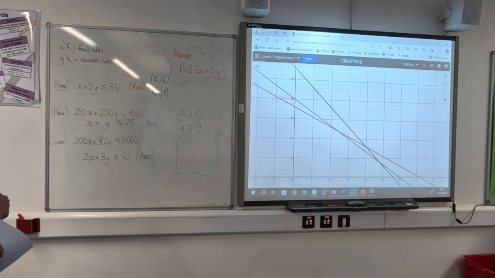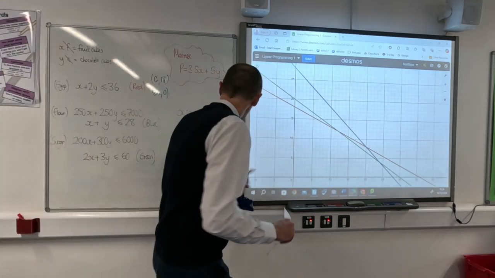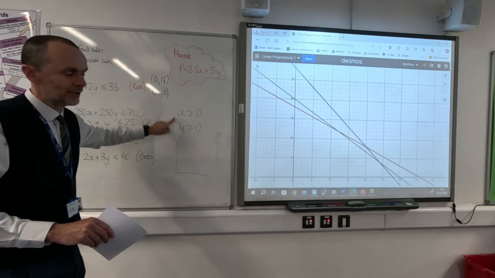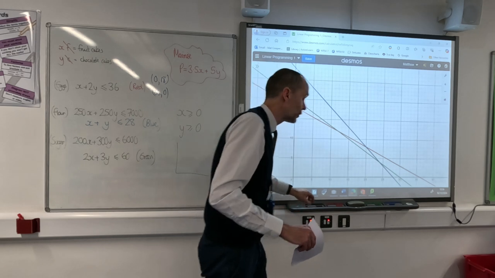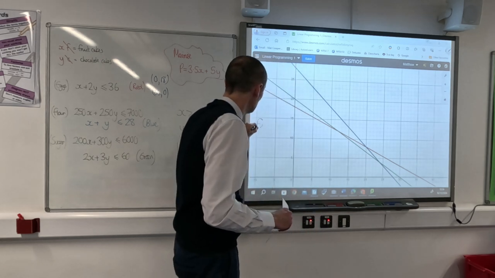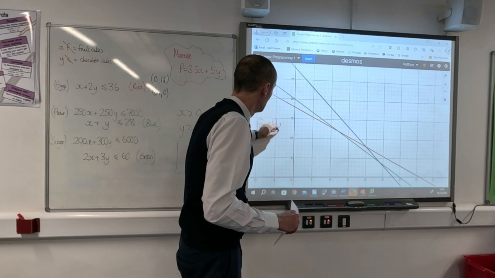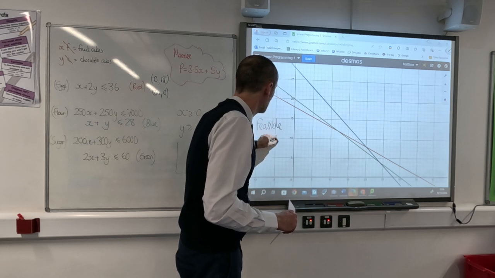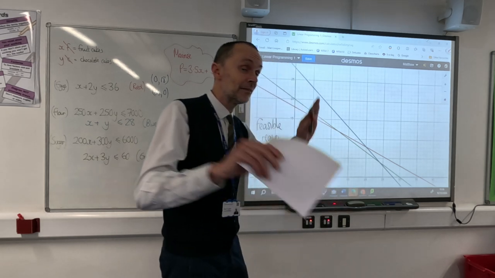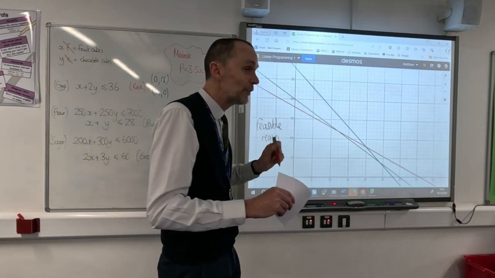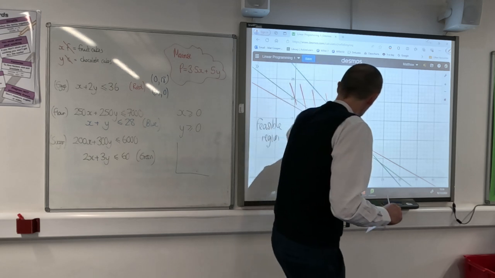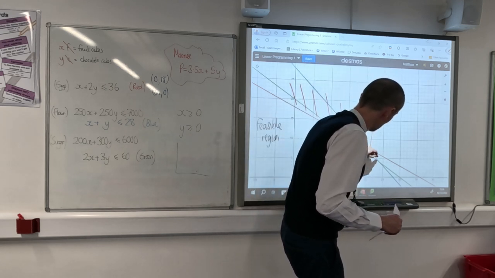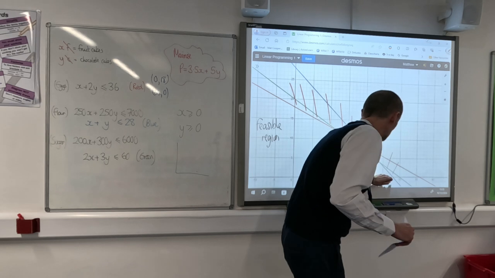We're interested in underneath the blue line, and we're interested in underneath the green line. And also above the x and the y axis. So this is the region here that we're dealing with, and that's referred to as our feasible region. But rather than shading it, we shade everything outside it. So we leave the feasible region unshaded. So my shading for this problem is going to be like this. I invite you to shade similarly.